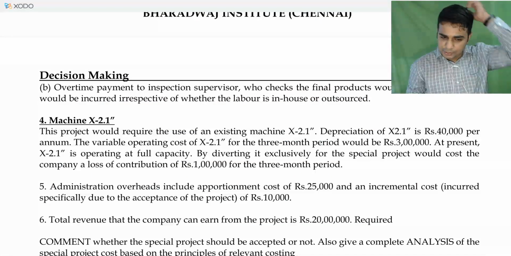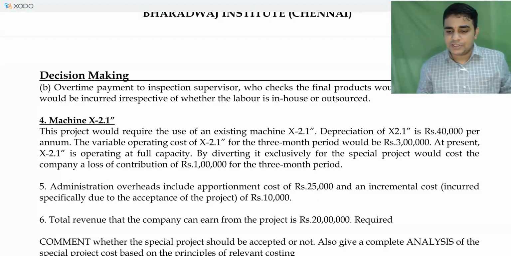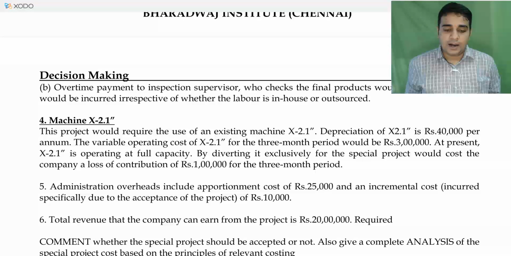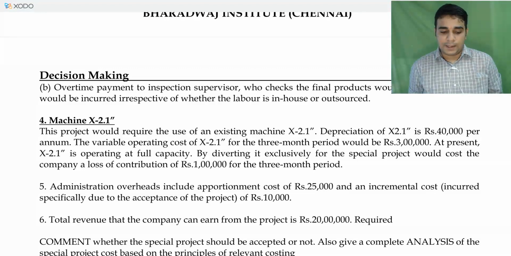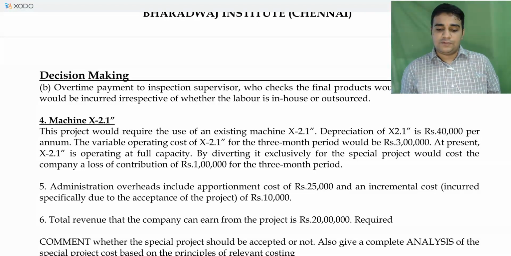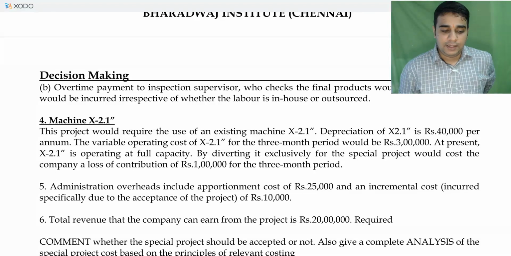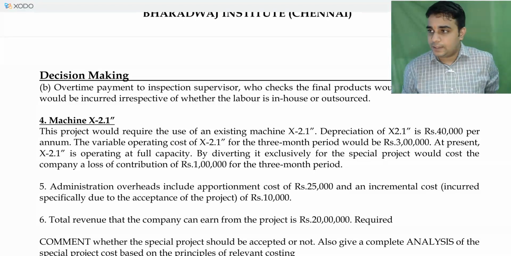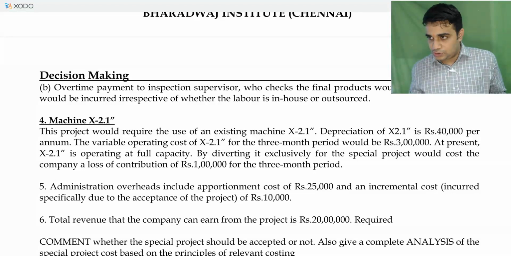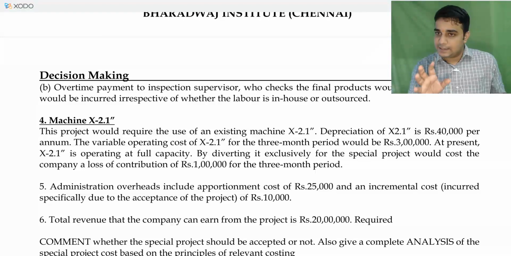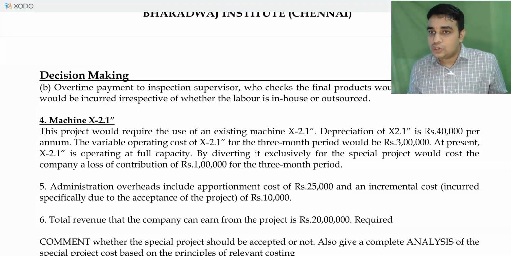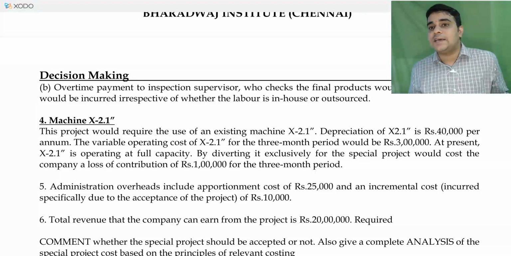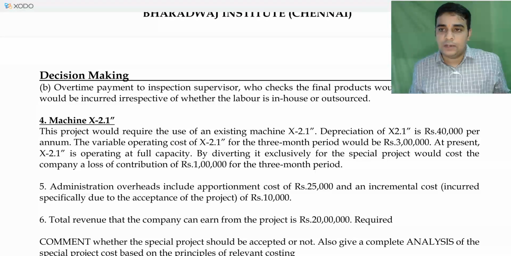Then machine X, I need to use this machine. The depreciation of the existing machine is 40,000. The variable operating cost for the 3-month period is 3 lakh. At present, it is operating at full capacity. By diverting it exclusively for the special project, the company would incur a loss of contribution of 1 lakh for the 3-month period. So, it is a regularly used machine. The relevant cost is the difference in replacement cost, but I do not think the question has given me a choice of purchasing this asset, or maybe money is not available, it could be either reason.